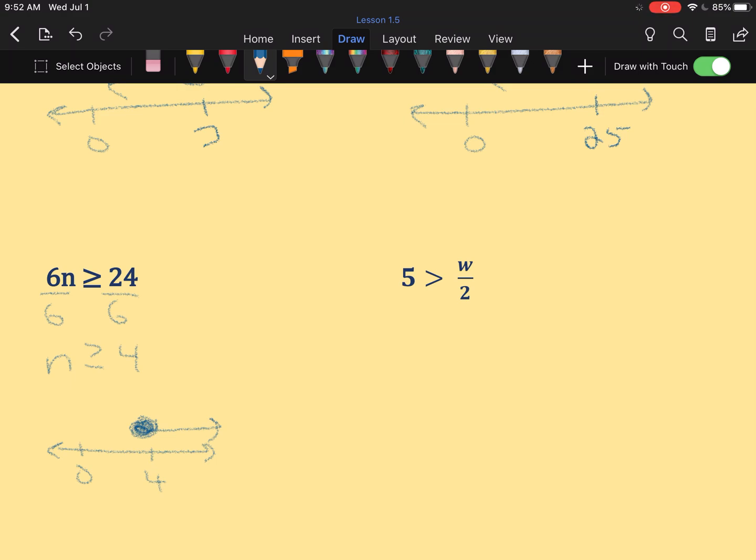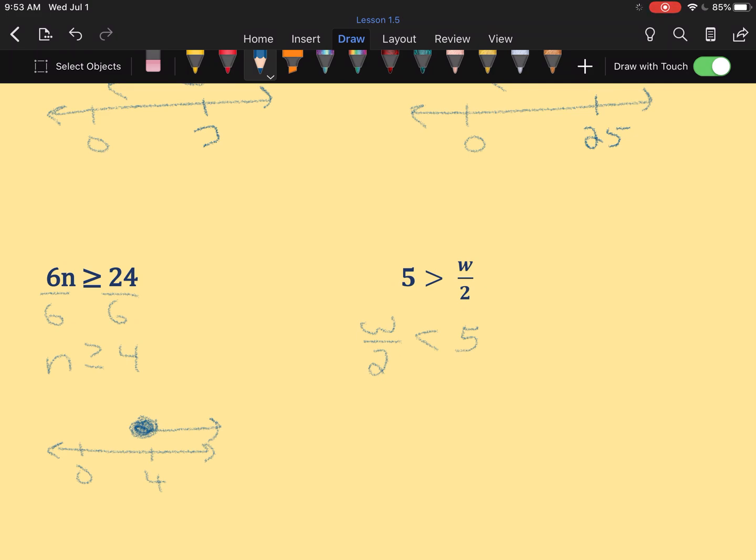Now this next problem could be a little tricky because the variable's on the wrong side. The letter W is on the right side of the inequality symbol. That can be a problem for us later. There's an easy solution to it. Flip the whole thing around. Bring that W over to the left. Bring the 5 to the right. And keep the inequality sign pointing at the W. Flip it around.